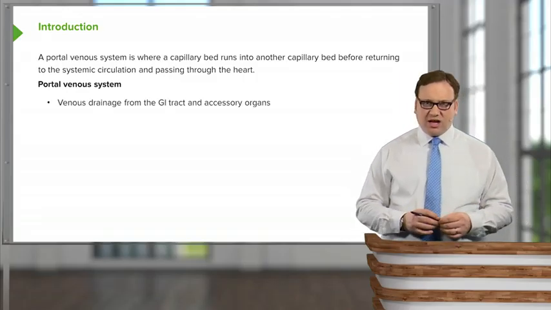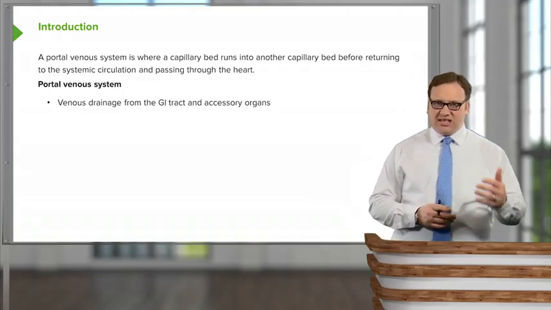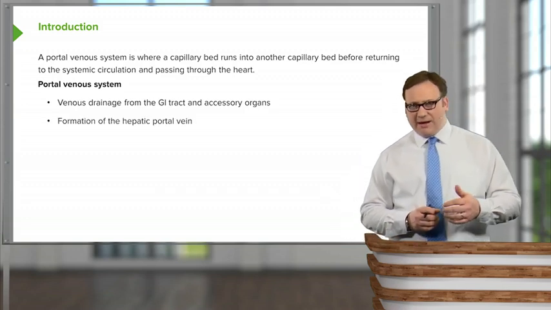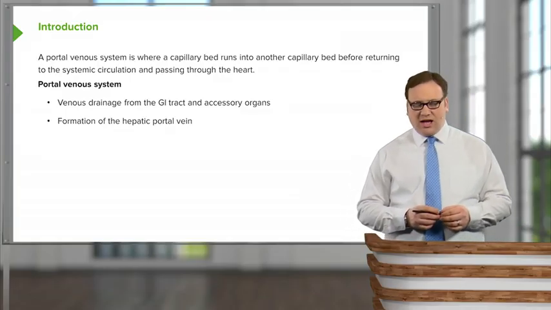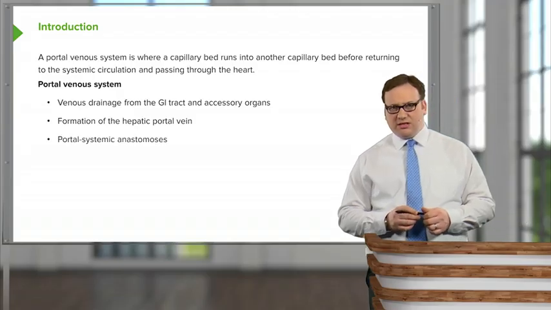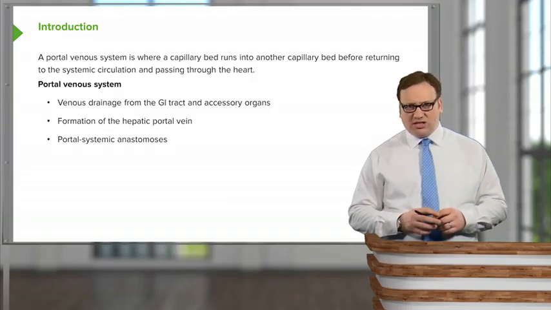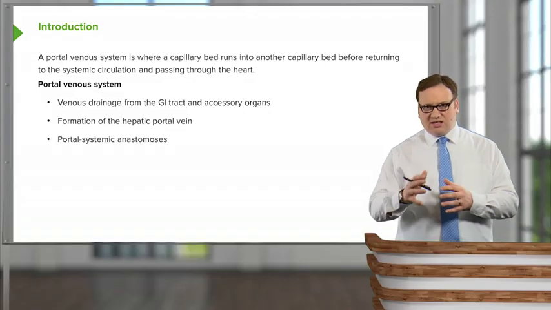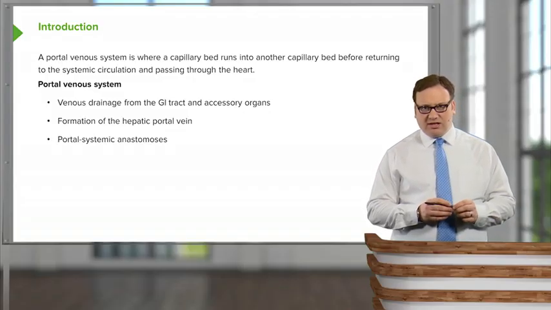Venous drainage from the GI tract and the accessory organs travels to the liver, the second capillary bed, via the hepatic portal vein. And then via hepatic veins it drains into the systemic system and towards the heart. We also have some anastomoses between the portal system and the systemic system, and this occurs normally during pathological situations, which mean blood can't pass through the liver and it's actually directed via small blood vessels into the systemic circulation.